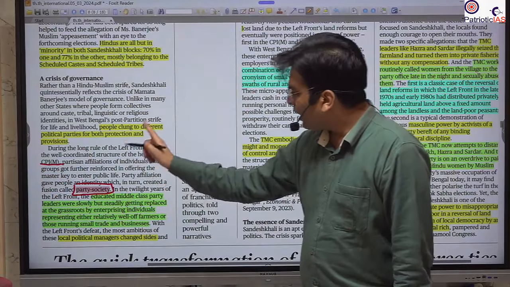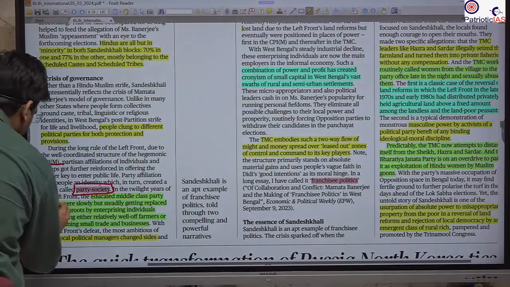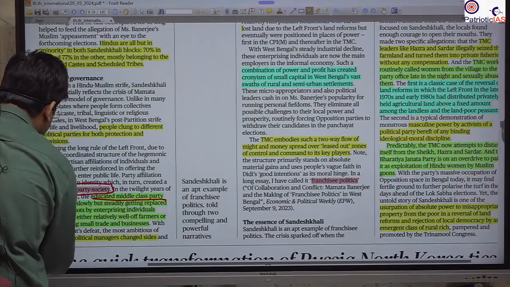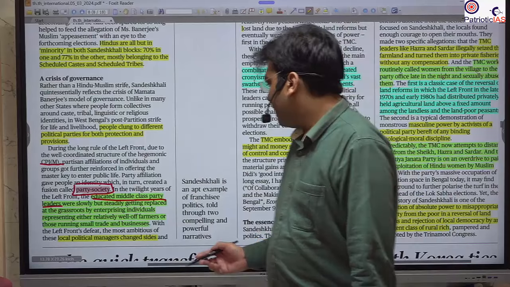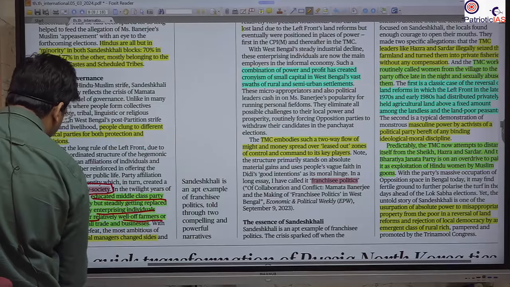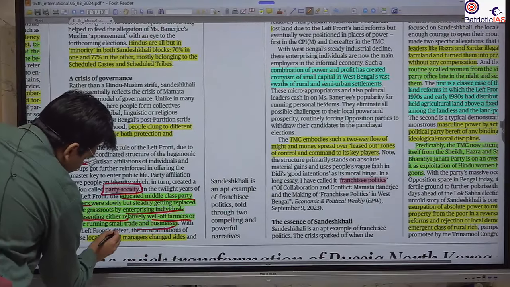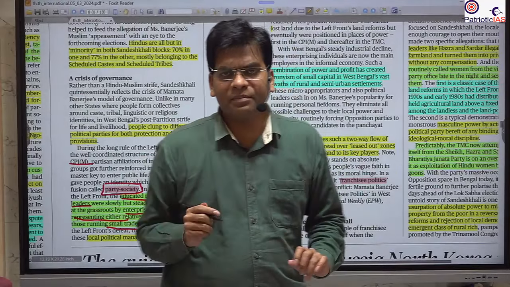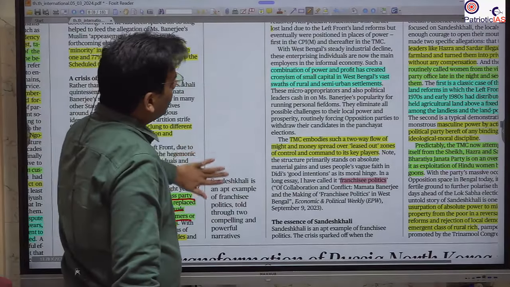Under the CPIM, the Communist Party of India (Marxist), they developed a loyalist, educated middle class as party leaders. But gradually, the educated middle class was replaced by enterprising individuals, who either represented village farmers or ran small trade and businesses. So this community came into dominance, and when the TMC came into power, they changed sides and became loyal to the TMC.